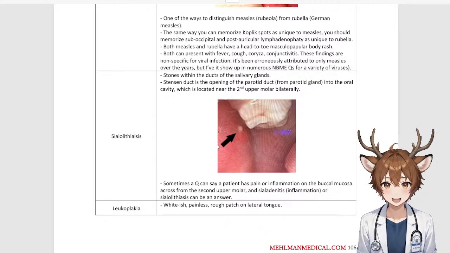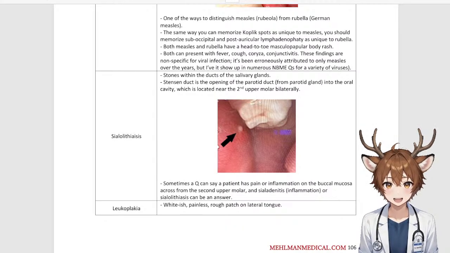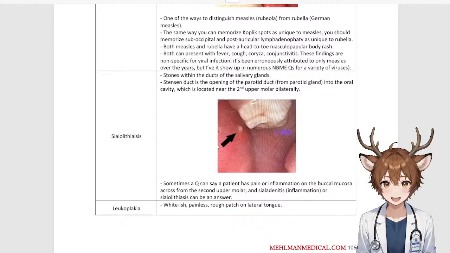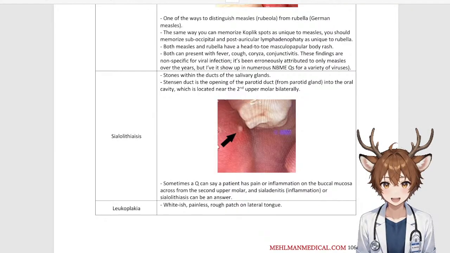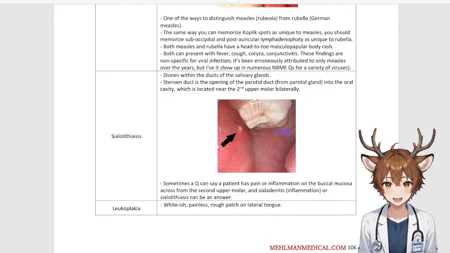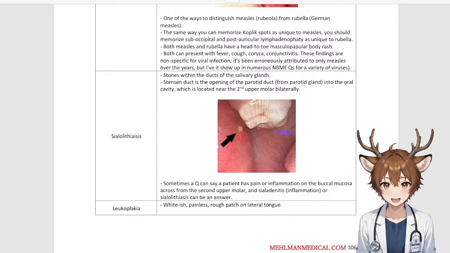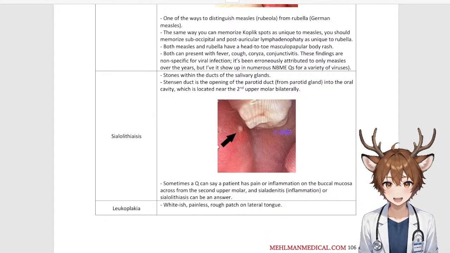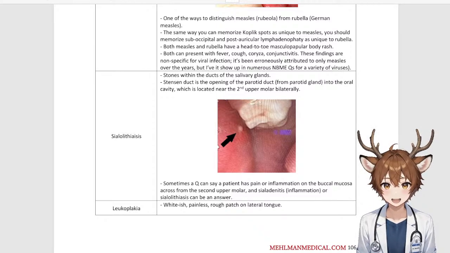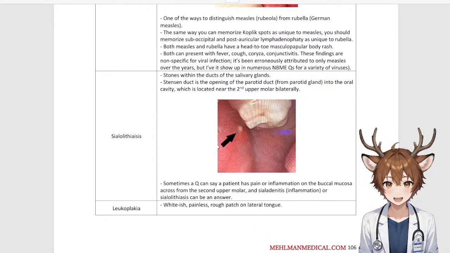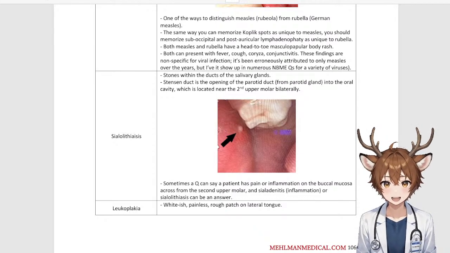Sialolithiasis. Stones within the ducts of the salivary glands. Stensen duct is the opening from the parotid gland into the oral cavity, which is located near the second upper molar bilaterally. Sometimes a question can say a patient has pain or inflammation on the buccal mucosa across from the second upper molar, and sialadenitis, inflammation, or sialolithiasis can be an answer.